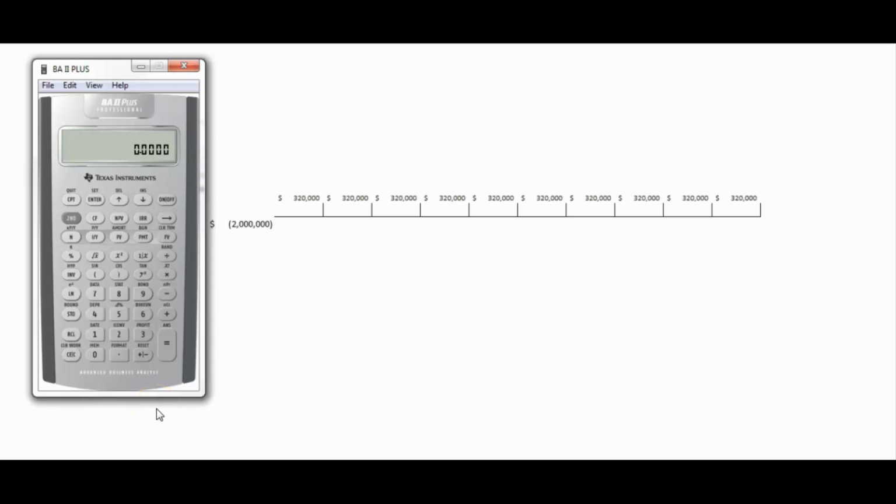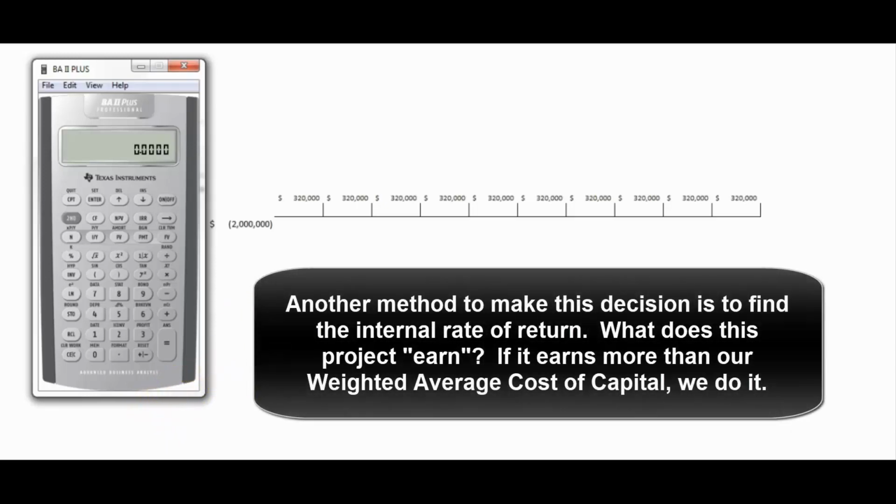Another way to do it is to find the internal rate of return. Officially, the internal rate of return is the discount rate at which the present value of these is exactly equal to that. But the easier way to think about it is what this project earns. So if it earns more than 6%, we do it. If it earns less than 6%, we don't do it.